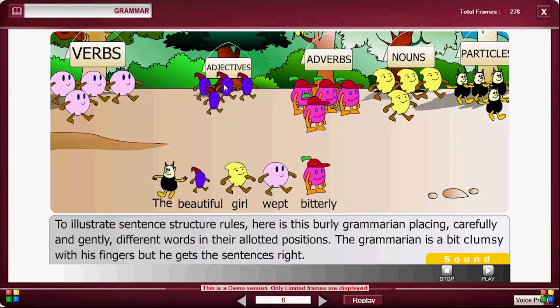Beautiful is a violet one, that is an adjective. Girl, that is a yellow one, that is a noun. Wept, that is a magenta one, that is a verb. And bitterly, that is a magenta one, that is from the group of adverbs. So where the adverb, where the adjective, where it is placed: beautiful girl, wept bitterly, before the noun and after the verb. So in the next presentation, we are giving that one also, that ruler.